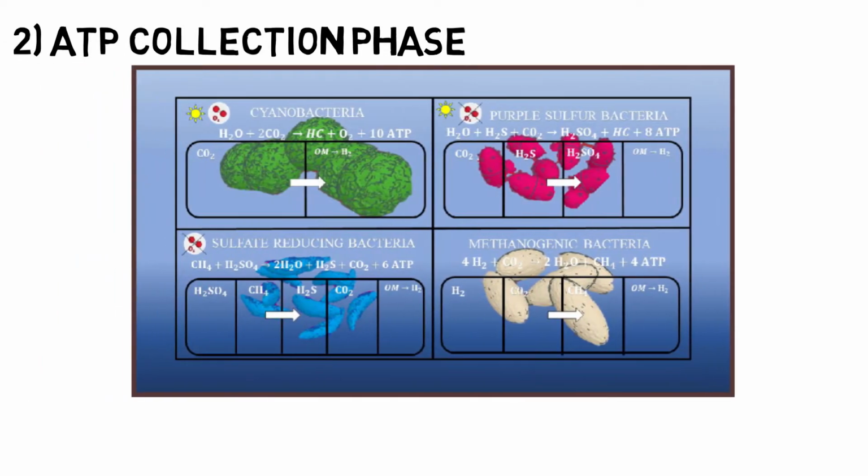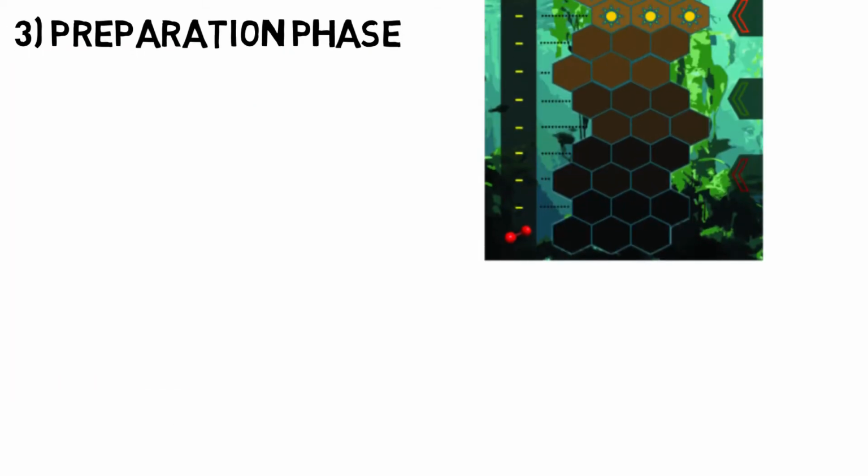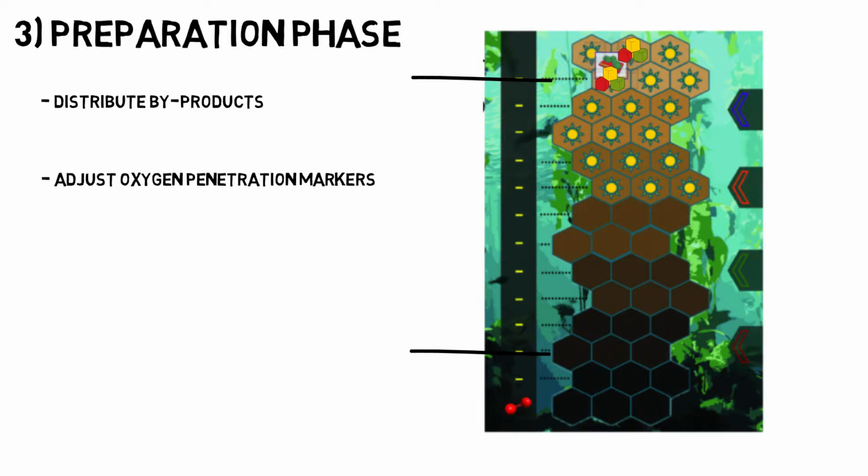In the ATP collection phase, each player converts their collected resources into their respective ATP and byproducts as shown on the player board. In the preparation phase, the board is to be set up for the next generation to take place. The byproducts are distributed back onto the board in any of the adjacent spaces to the bacteria that produced them, determined by the player.